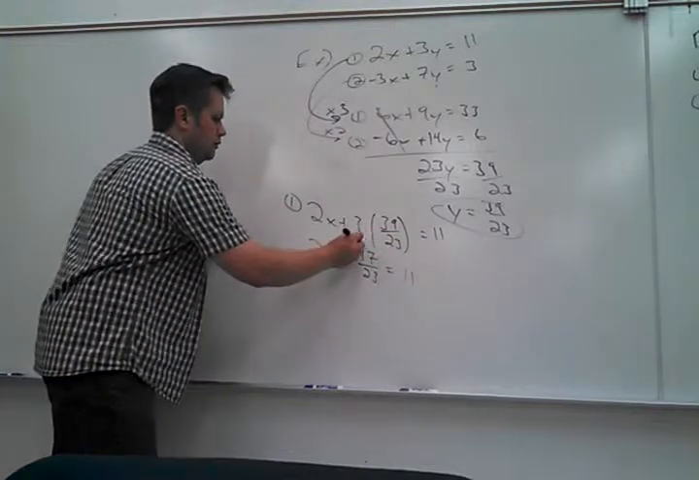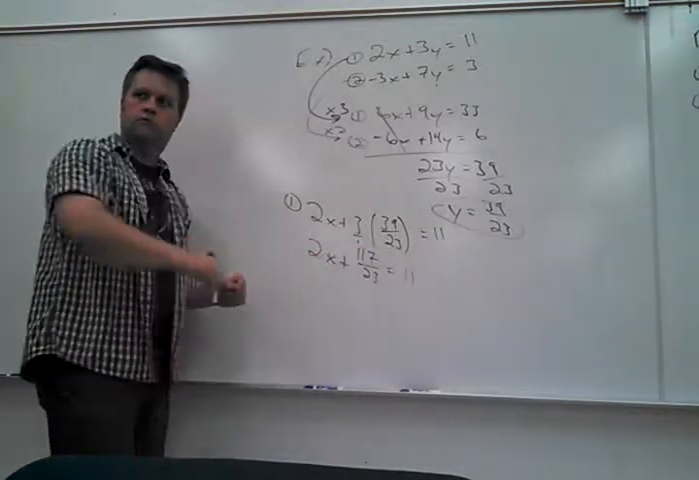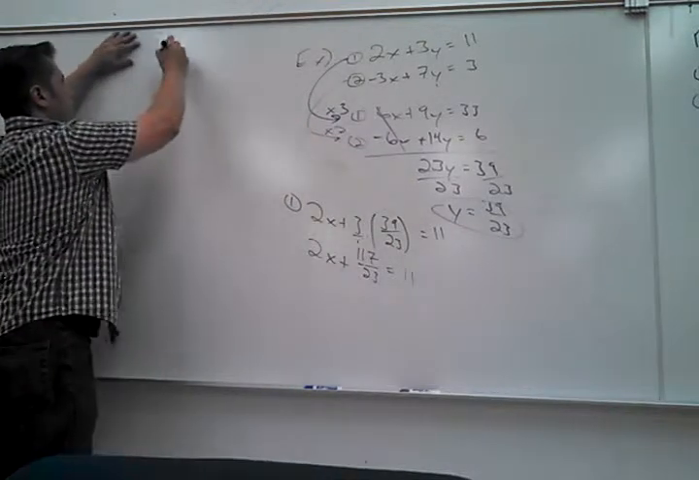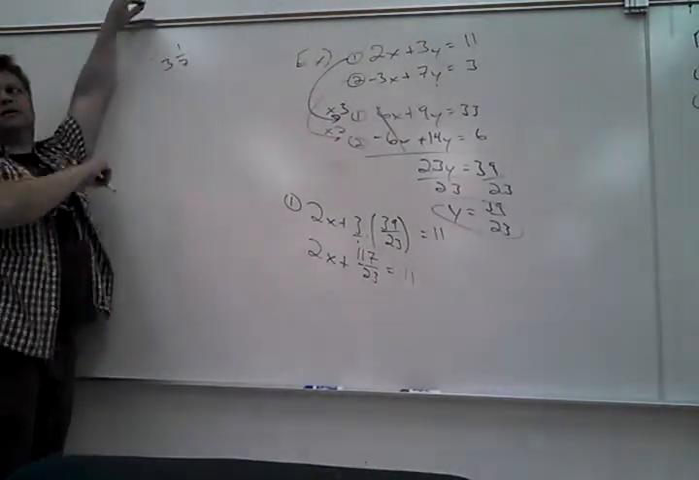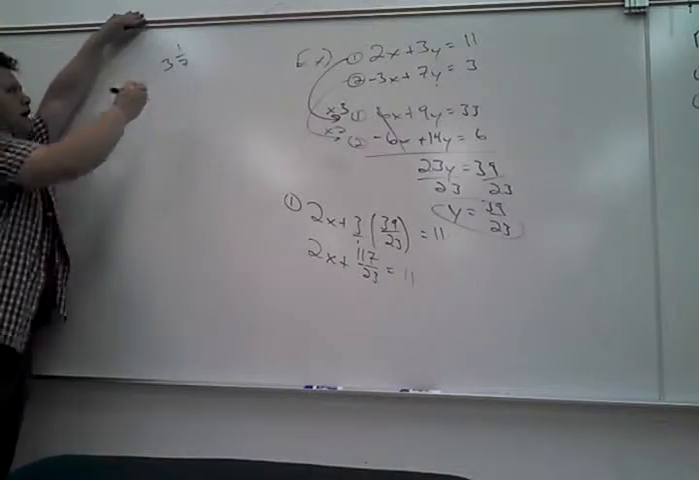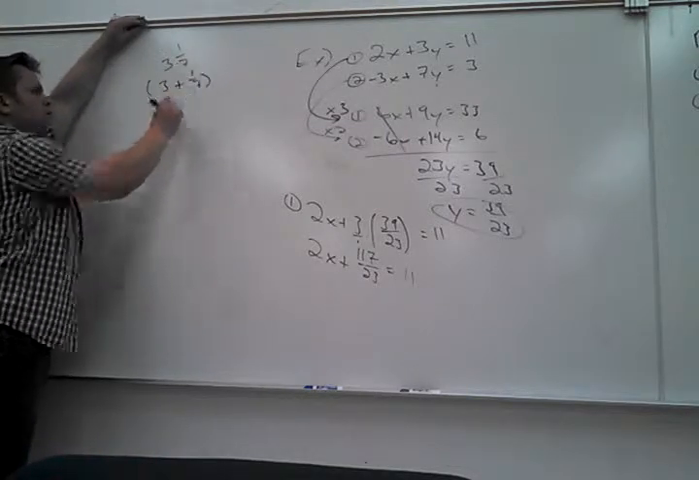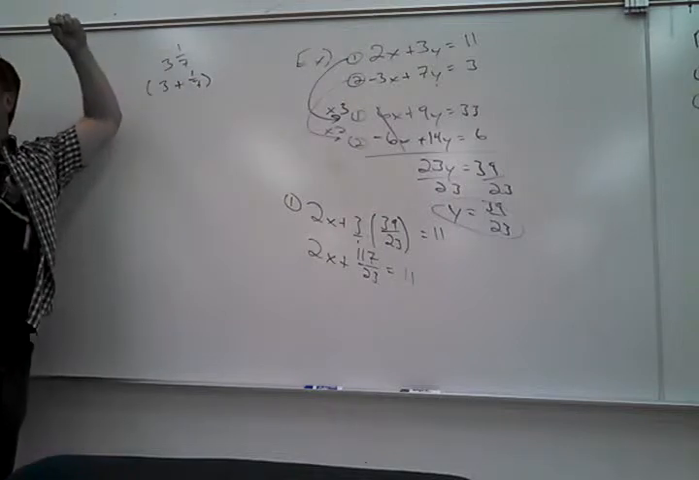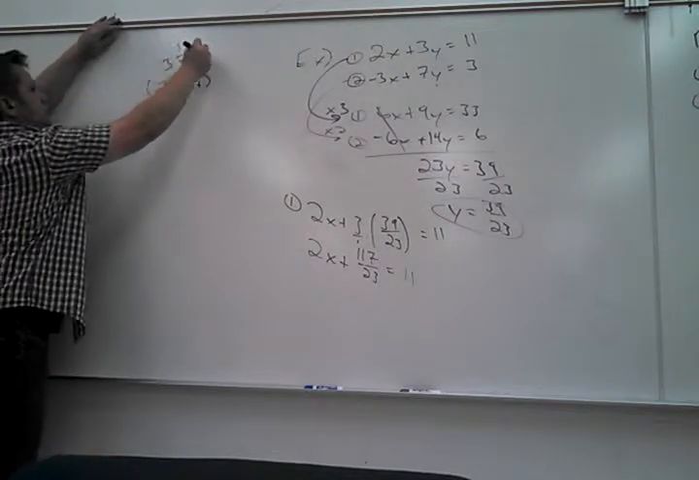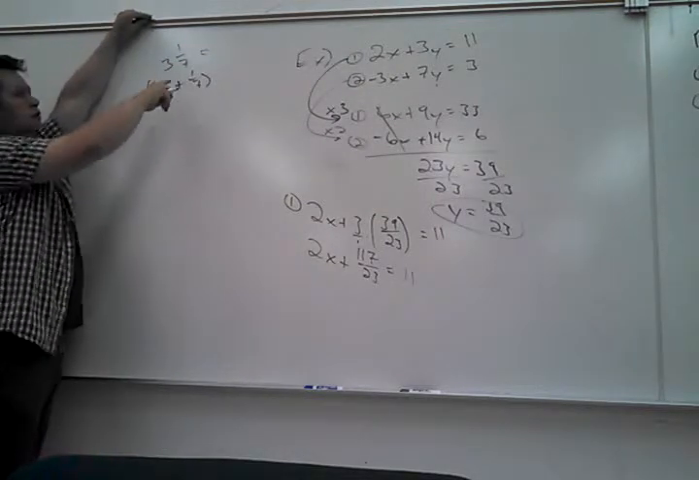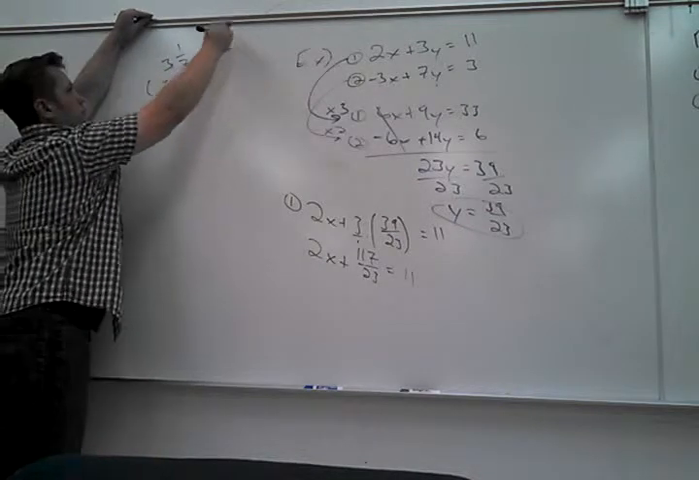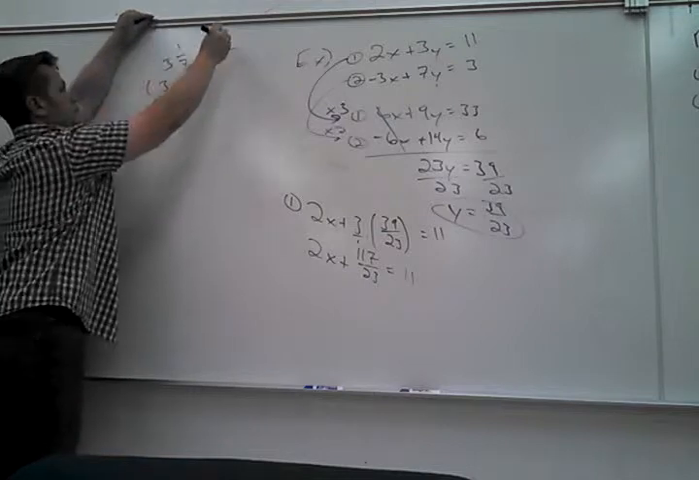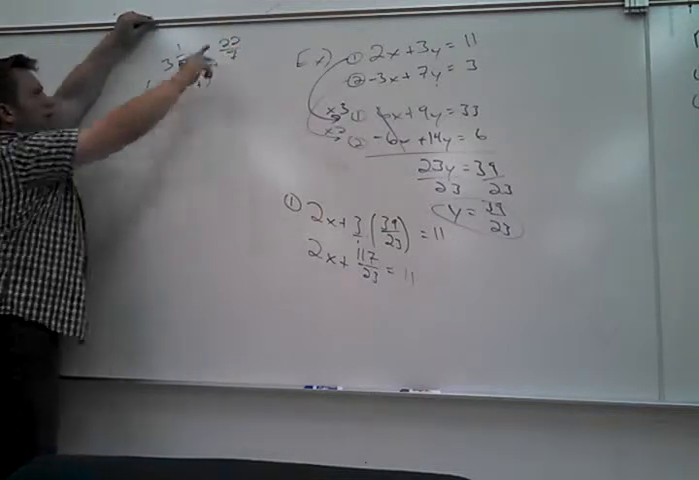So how do I do that? 3 times 39. Do I just multiply across? This notation sucks because it actually means this. You guys with me? That's what that really means. That's why, how do you make this into an improper fraction? 22 over 7. How do you make it into an improper fraction? 7 times 3 plus 1, right? So why does that work though?